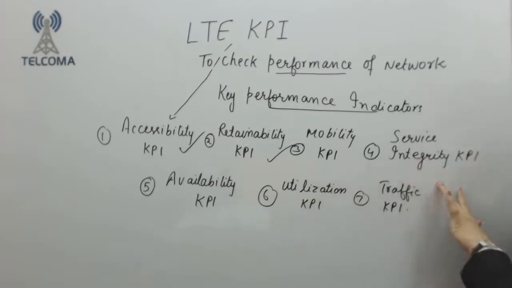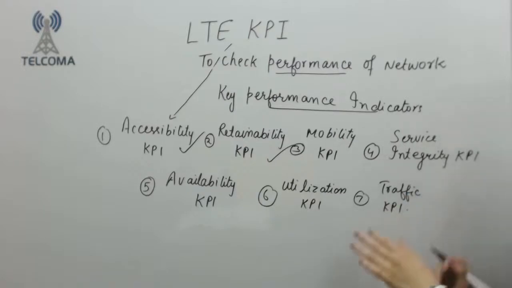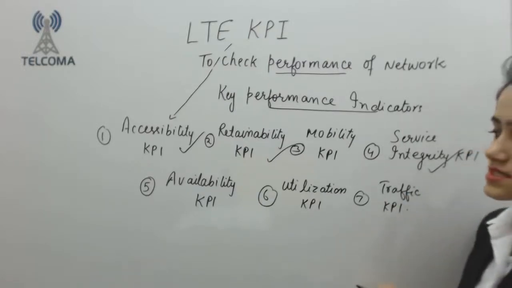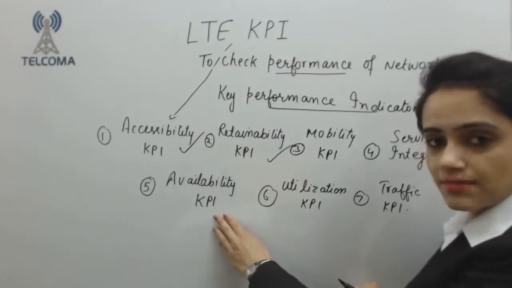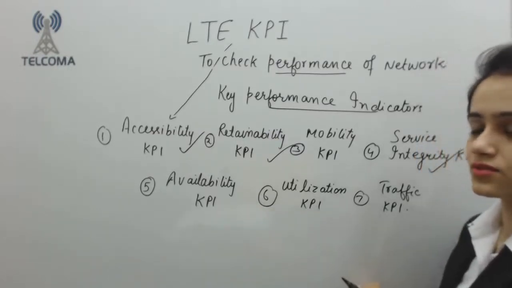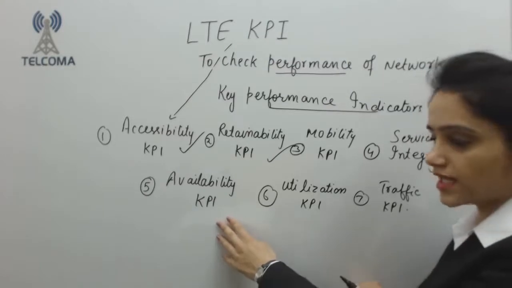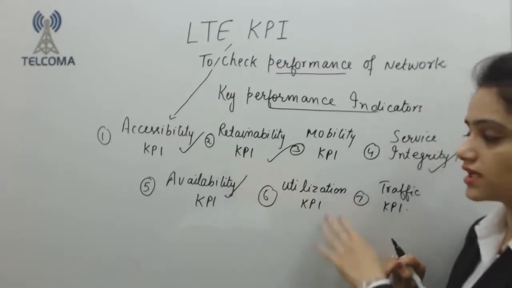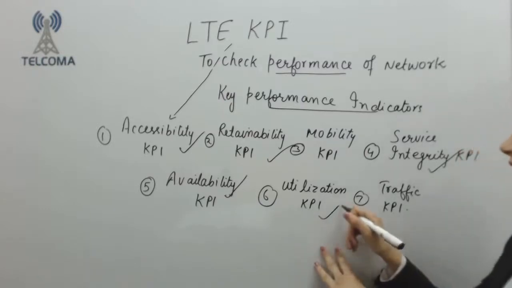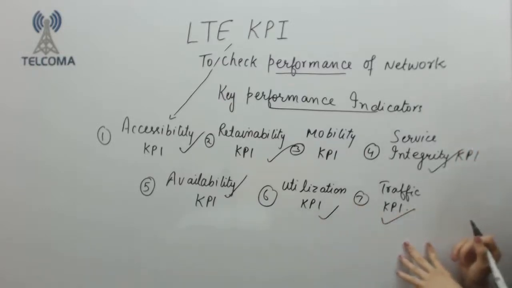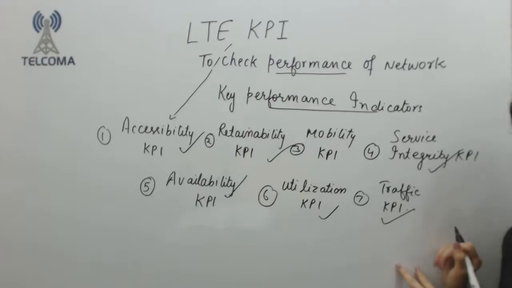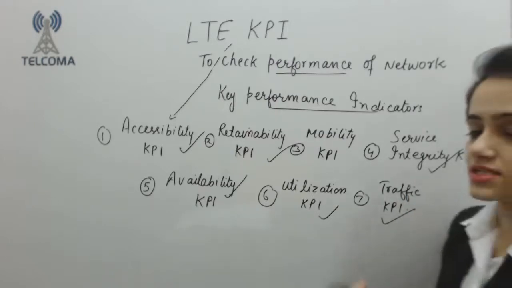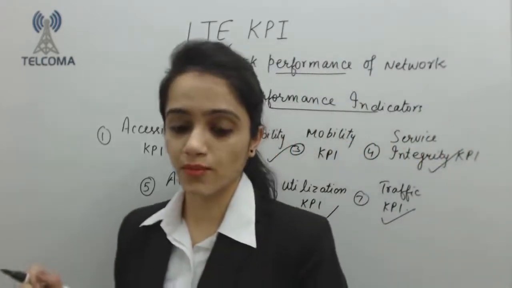Then we have service integrity KPI, which has a list of KPIs responsible for various services. Then we have availability KPI, which covers resources available to the user. How many resources we are utilizing comes under utilization KPI. And as per the traffic, the total number of users comes under traffic KPI. So these are the major 7 categories of key performance indicators.